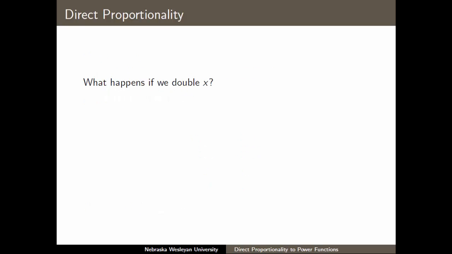Quantities that are directly proportional have the nice property that multiplying the input results in some predictable multiplication of the output. So as an example, what would happen if we doubled x in the function we just built? Let's just plug in a few values and see if there's a pattern.